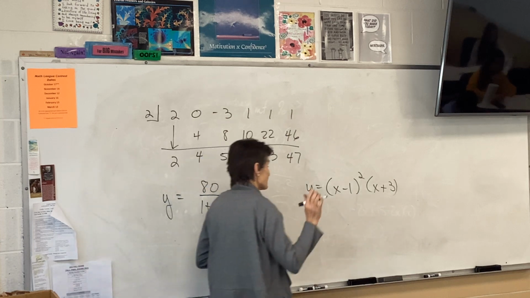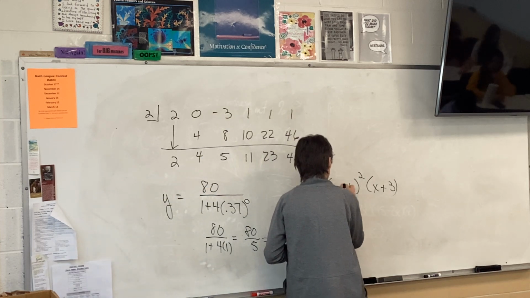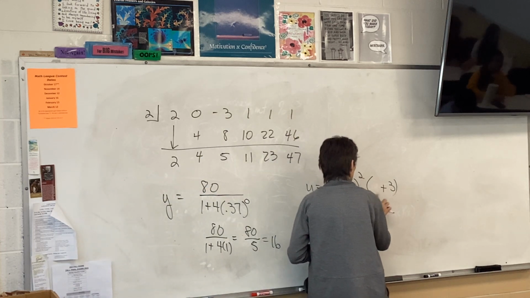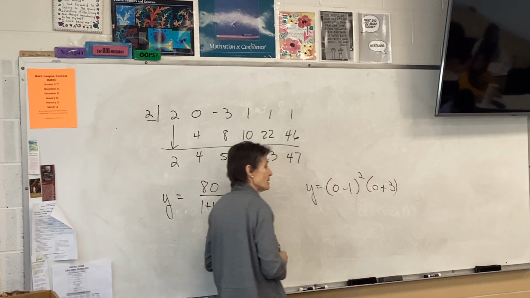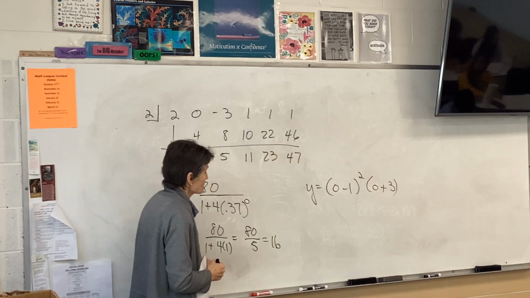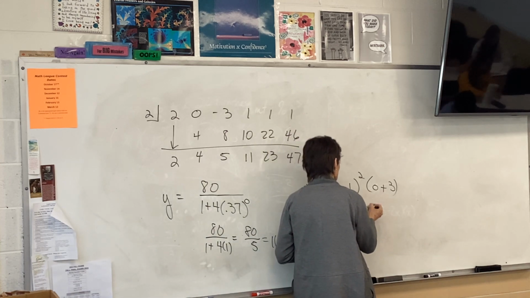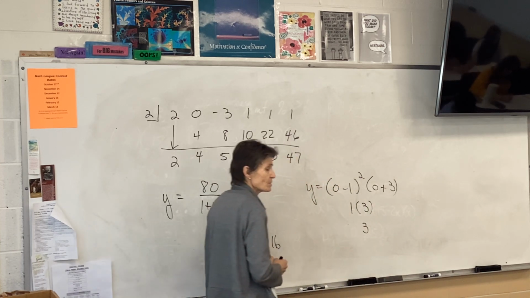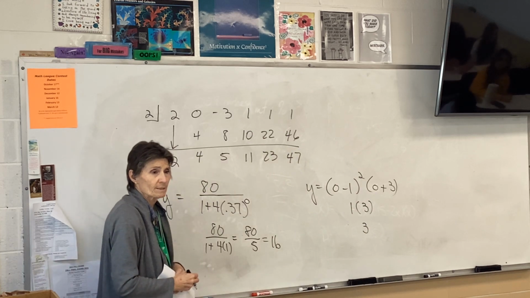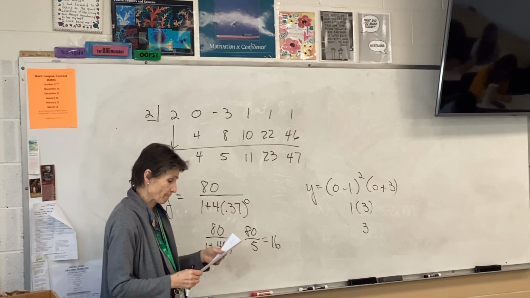Over here, same exact thing. If you want a y-intercept, you let all of your x's be 0. So negative 1 squared is 1 times 3. It looks like my y-intercept is 3.